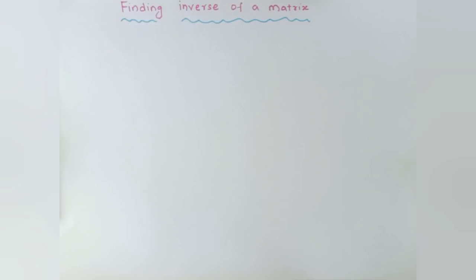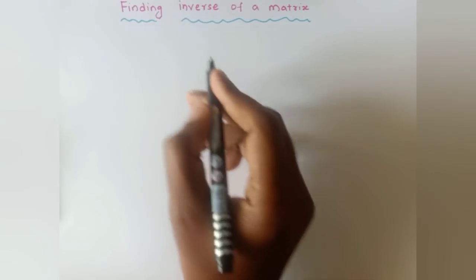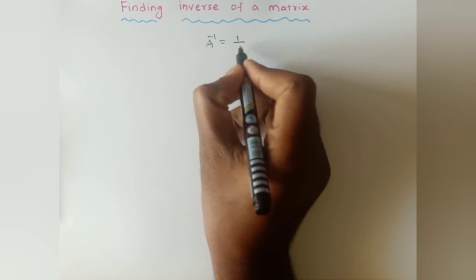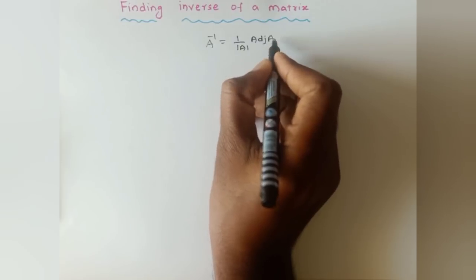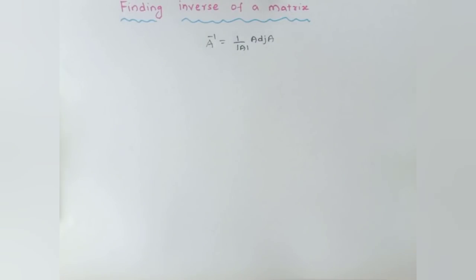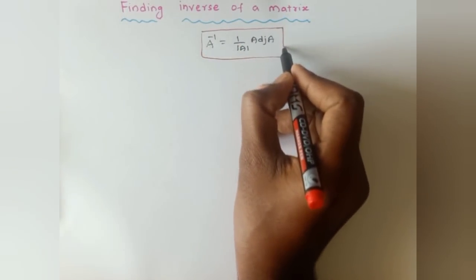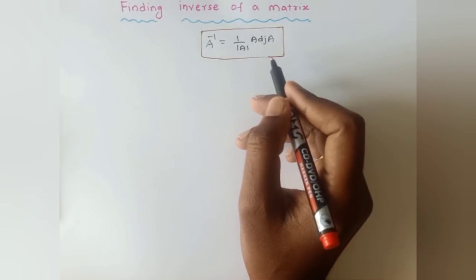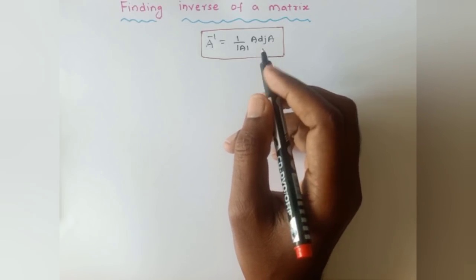Right. In the previous lecture, we derived a formula for finding the inverse of a non-singular matrix. That formula is A inverse is equal to 1 by determinant of A into adjoint of A. So this is the formula we derived in the previous lecture. Now, by using this formula, we need to find the inverse of a given matrix of order 2 by 2 and 3 by 3.